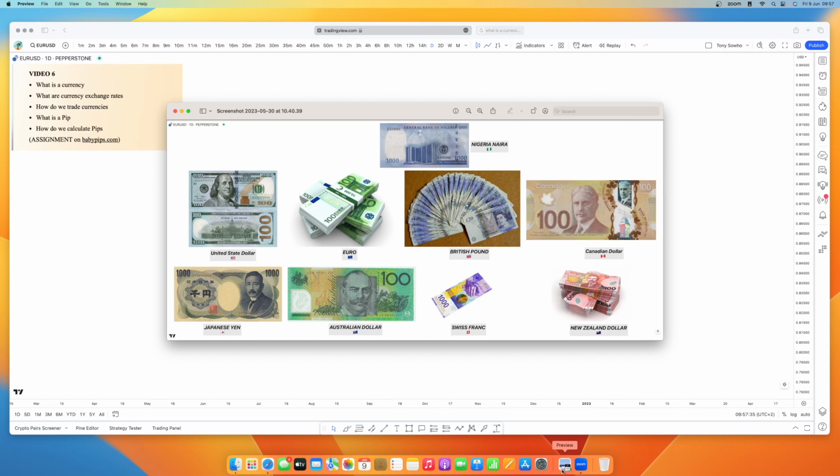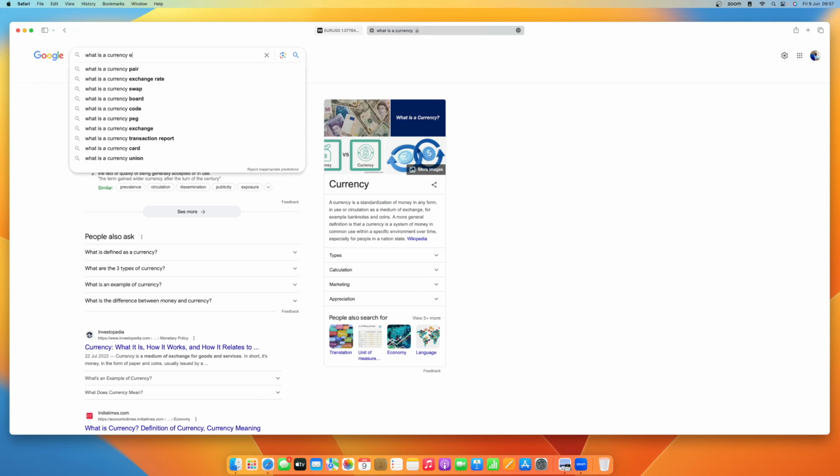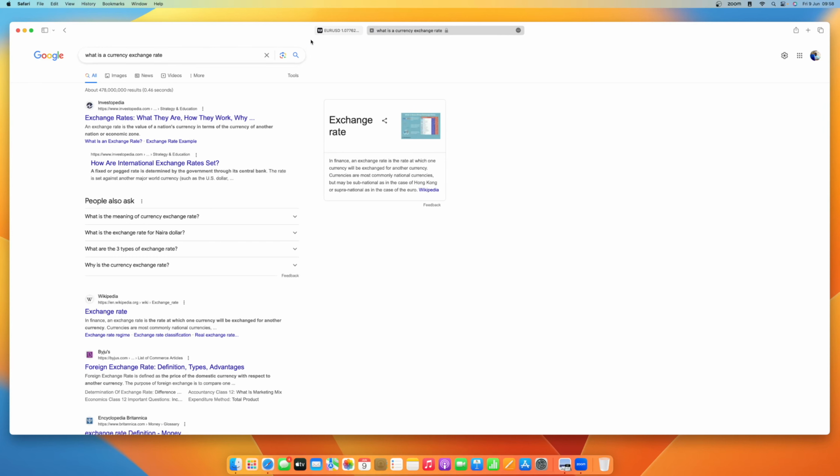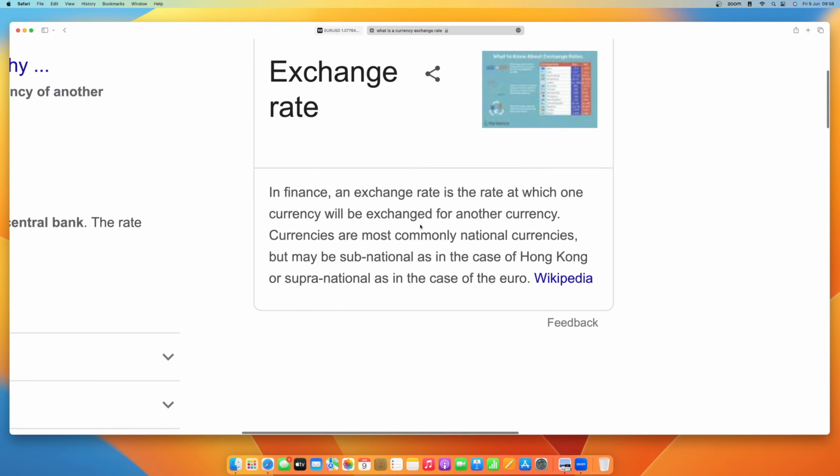And then the next subtopic we have is: what is currency exchange rate? So what is an exchange rate? We'll put: what is currency exchange rate? Wikipedia also gives us the definition. In finance, an exchange rate is the rate at which one currency will be exchanged for another.